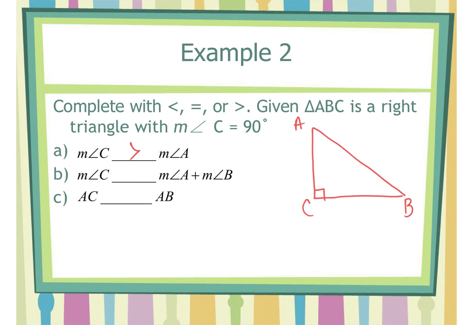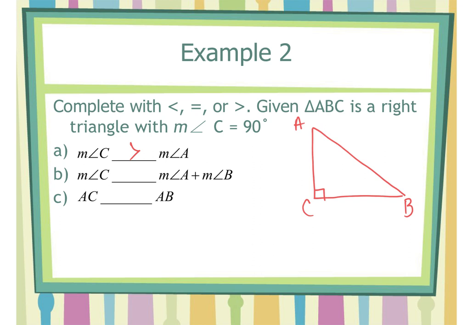Yeah, because the biggest A can be is 89, right? That would make B 1 degree, because together they have to add up to 180, right? And you can't have an angle measure of 0, okay? So this has to be the biggest angle. Anytime you have a 90-degree angle or an obtuse angle in there, that is always the biggest angle, okay? So angle C must be bigger than angle A.